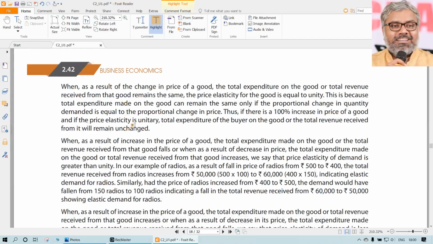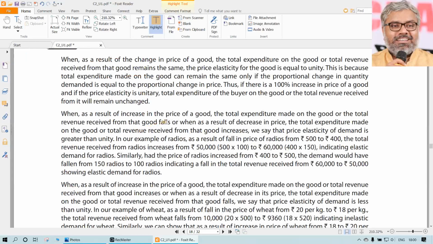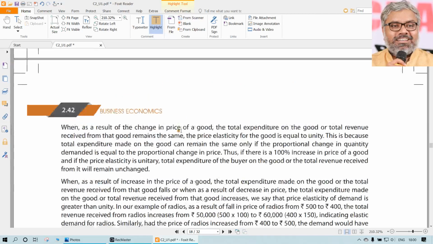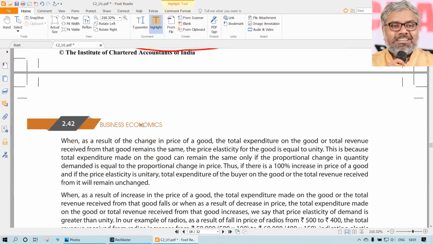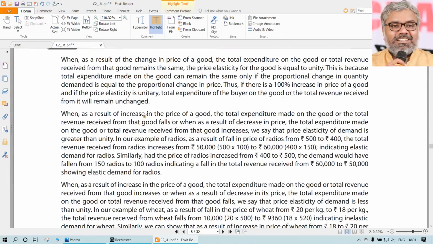That cannot be found. But what we can definitely find is whether the elasticity of demand for a product is more than 1 or not. How much more than 1, we don't know. The number we may not know, but the tendency we will definitely know using this method. What can we call this method? Expenditure method, or total expenditure method, or total outlay method, or total revenue method.